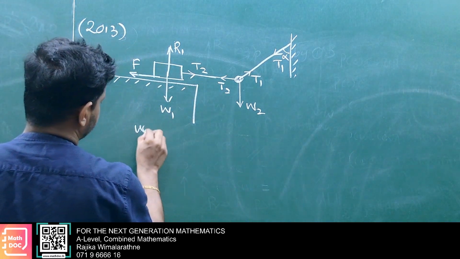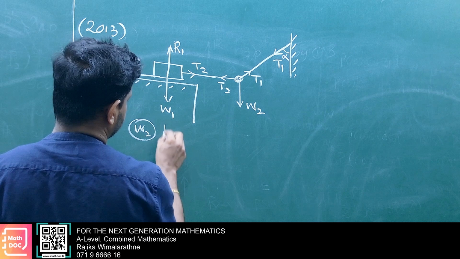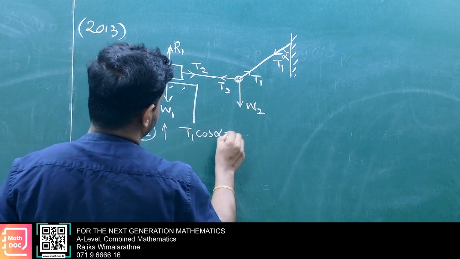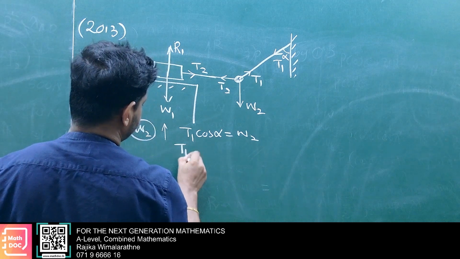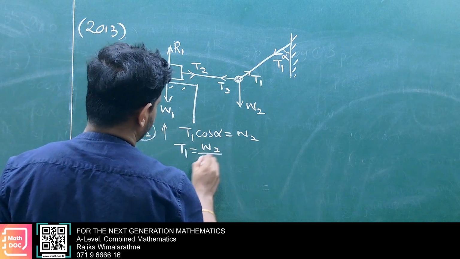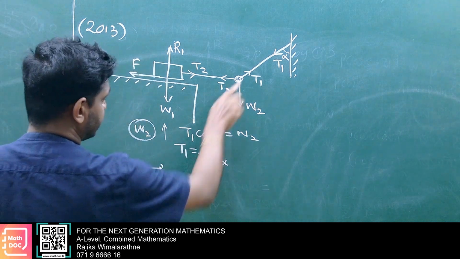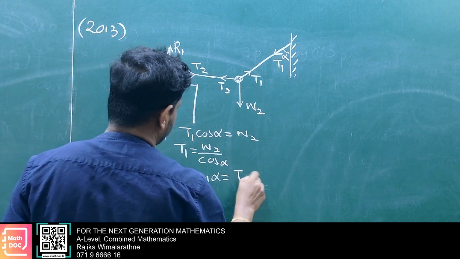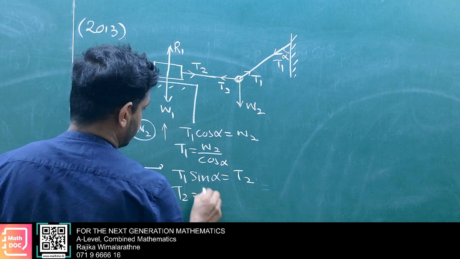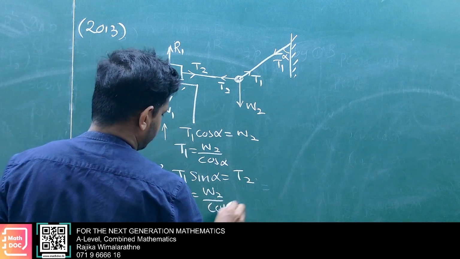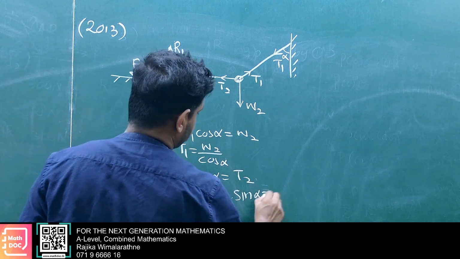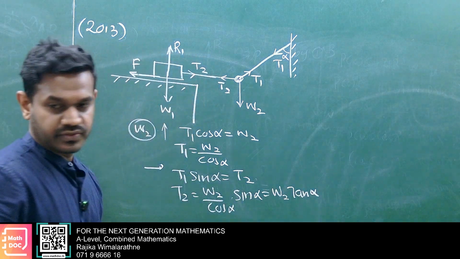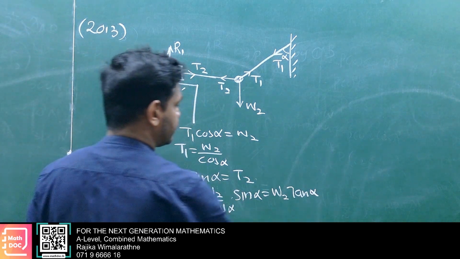Take here W2. Vertical force: T1 cos alpha equals W2, so T1 equals W2 over cos alpha. Resolve horizontally: T1 sin alpha equals T2. W2 over cos alpha into sin alpha, then T2 equals W2 tan alpha. No need to think too much.